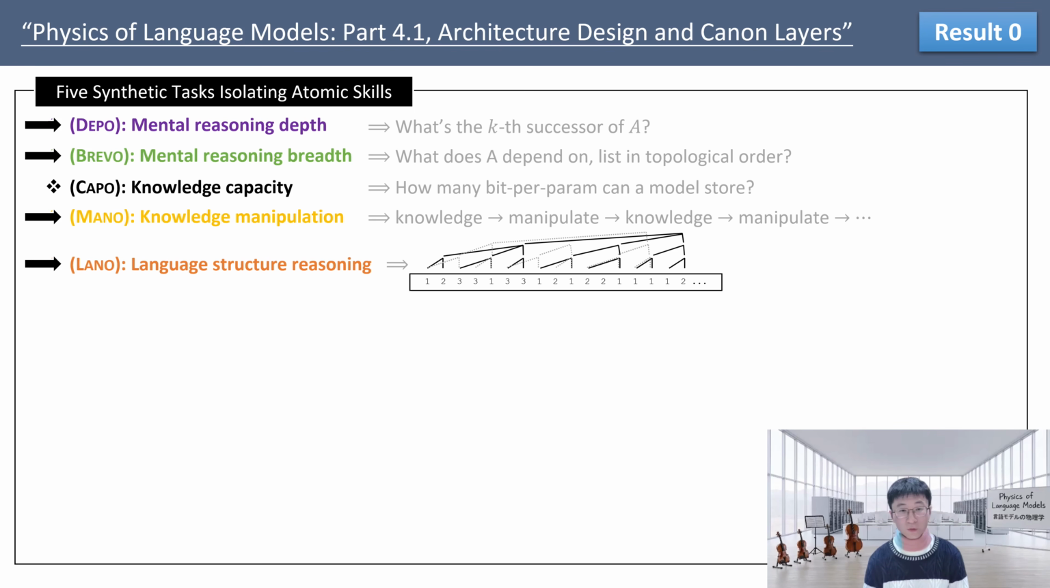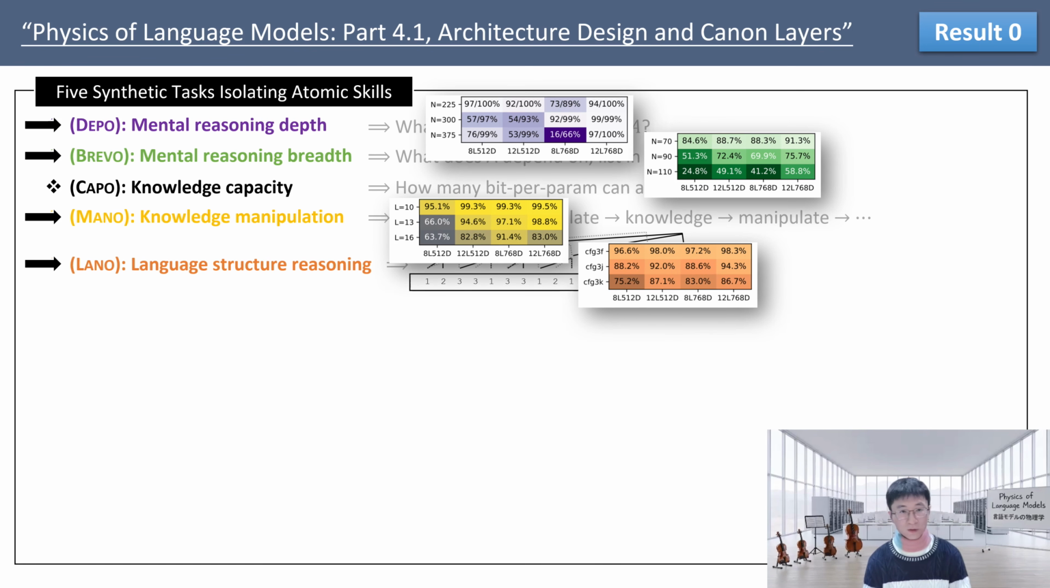So for 4 out of our 5 tasks, the first 2 and the last 2, I'm going to color code them using purple for the reasoning depth and green for the reasoning breadth and so on. For those 4 tasks, as you can already imagine, I'm going to do this mini scaling laws.